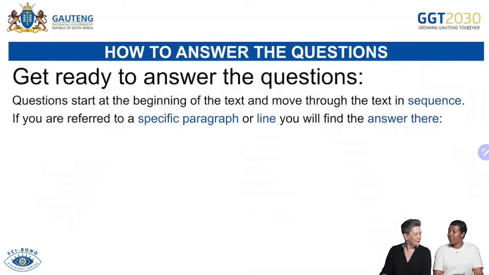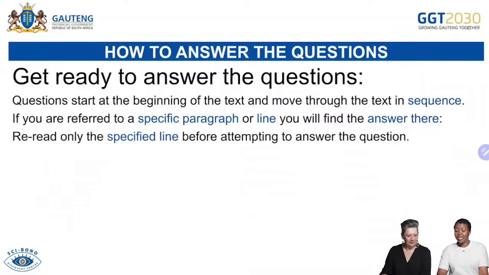And remember, the answers can be obvious to you, they can be hidden, or they can be open-ended. But the key thing is, when you are referred to a paragraph, the answer to that specific question is in that paragraph, right? Reread only the specified line before attempting to answer the question. In an event where the examiner says refer to line 25, 28, 30, you read that line and you read the line again to make sure that you have it clear, and then you can answer it.